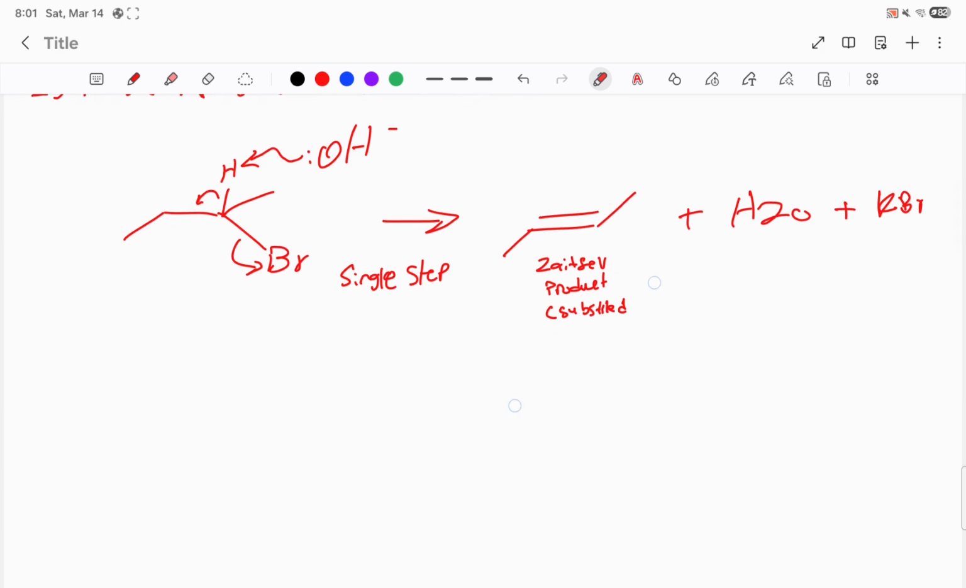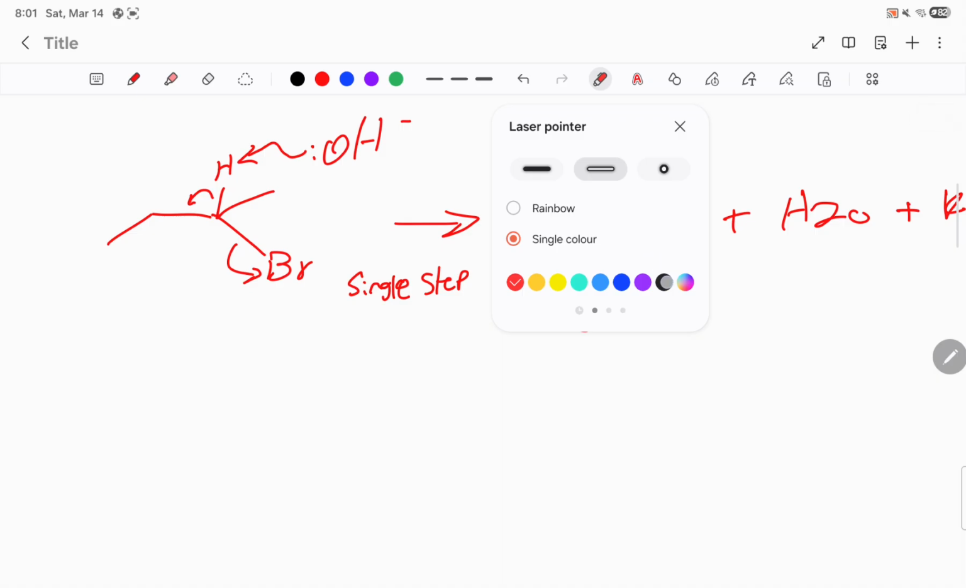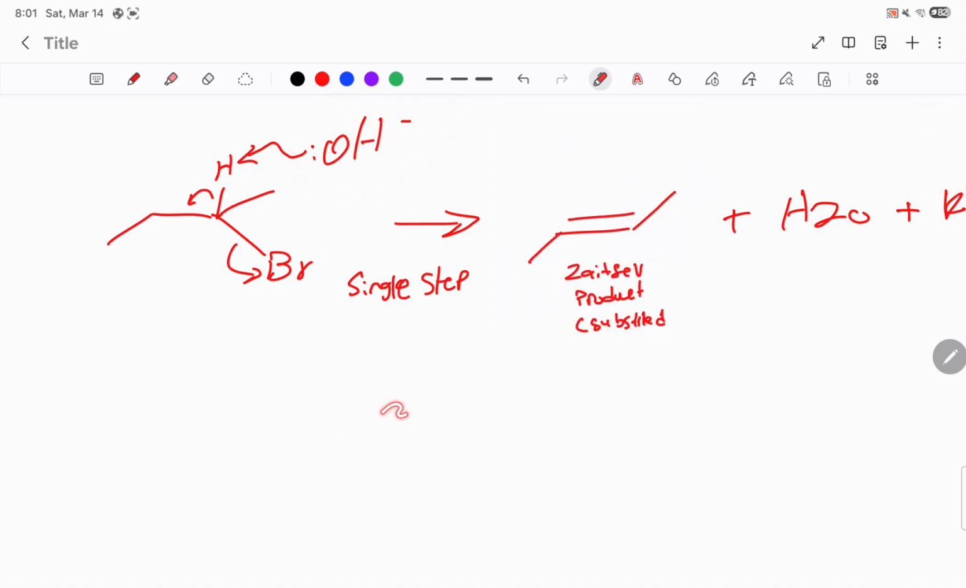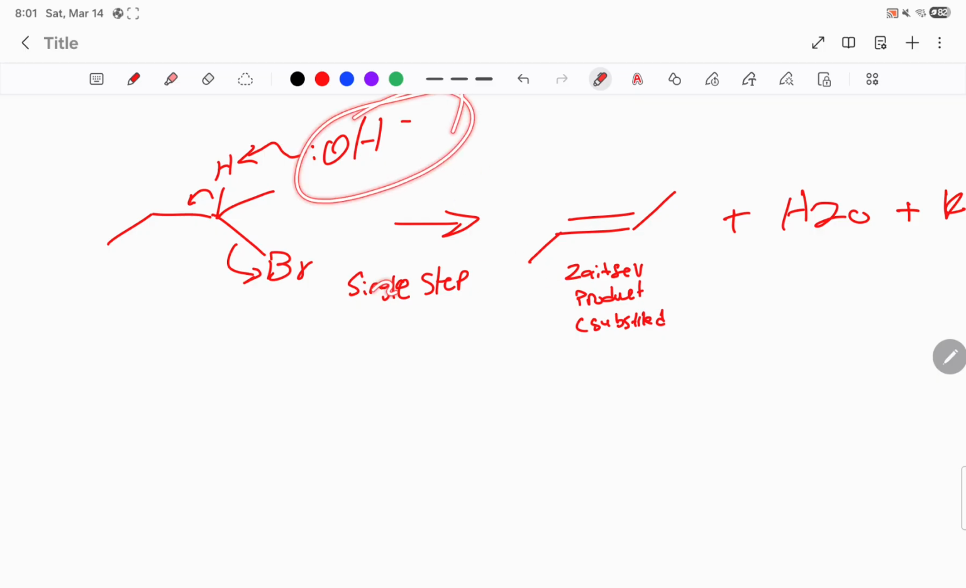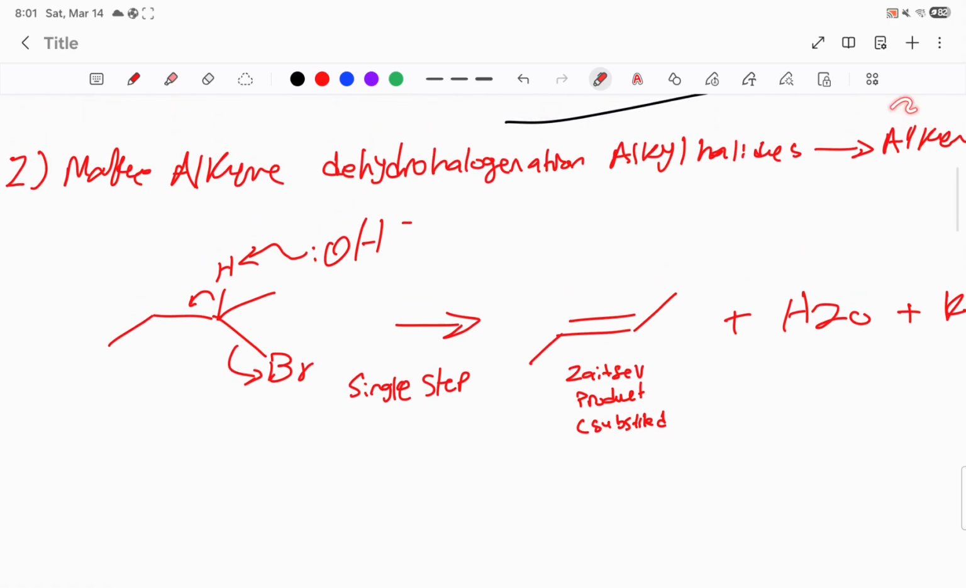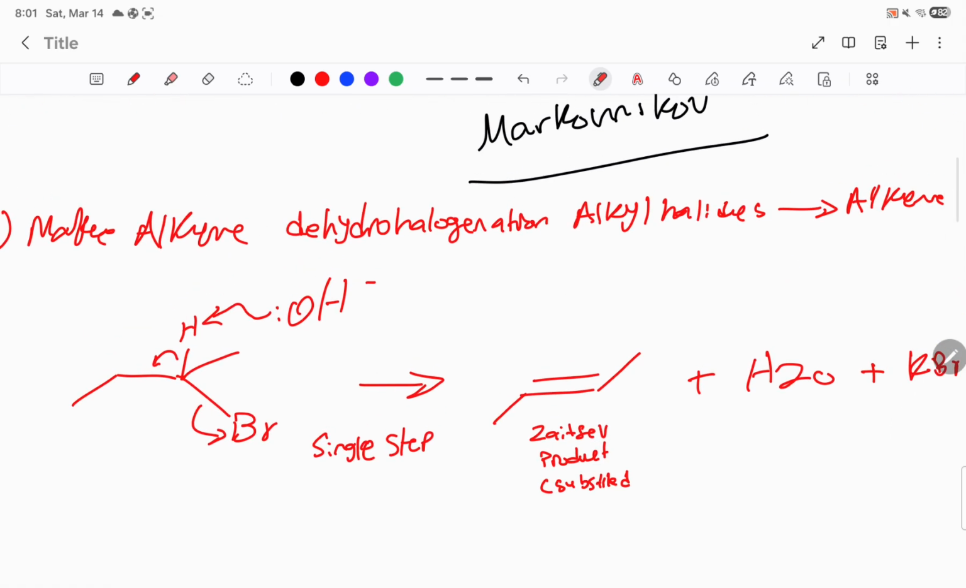The reagents, like we said, we need a strong base, something like sodium ethoxide. So if you're curious, here is sodium ethoxide. Or potassium hydroxide, sodium hydroxide, doesn't really matter. And a vicinal alkyl halide. Again, a vicinal alkyl halide is defined as this exact same thing. Vicinal meaning they're pretty much next to one another.